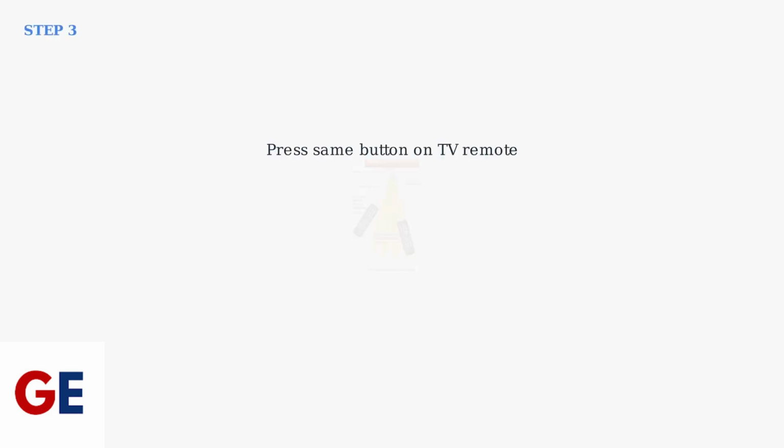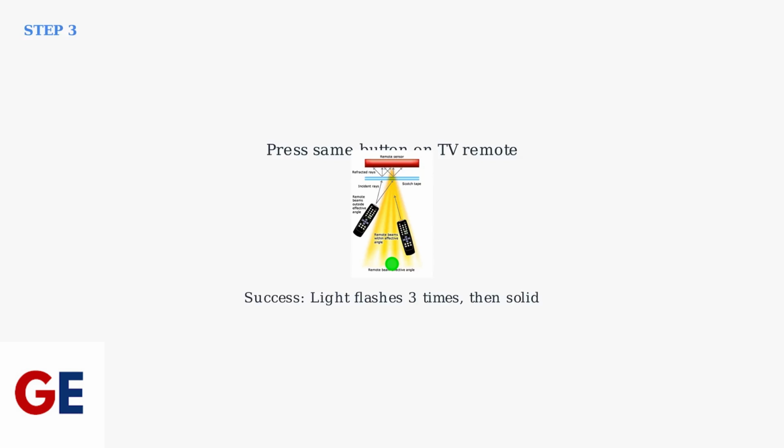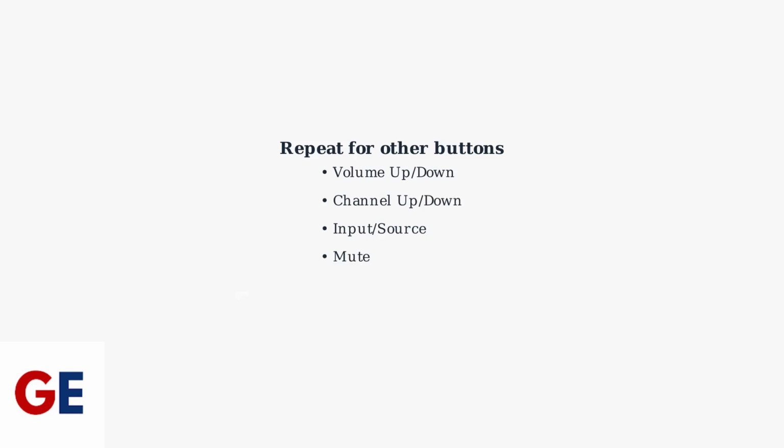Now press the corresponding button on your TV remote. The VSeeBox remote will capture and learn this signal. When successful, the light will flash 3 times and then become solid again. Repeat this process for any other buttons you want to program, such as volume, channel, or input buttons. To exit programming mode, simply press any button that you haven't programmed.